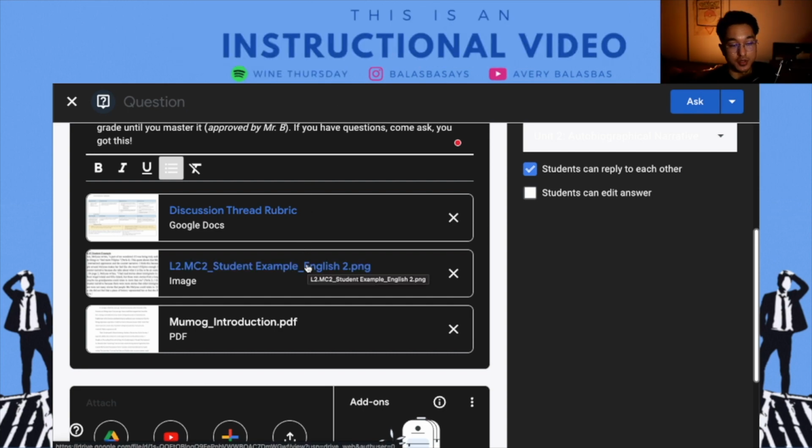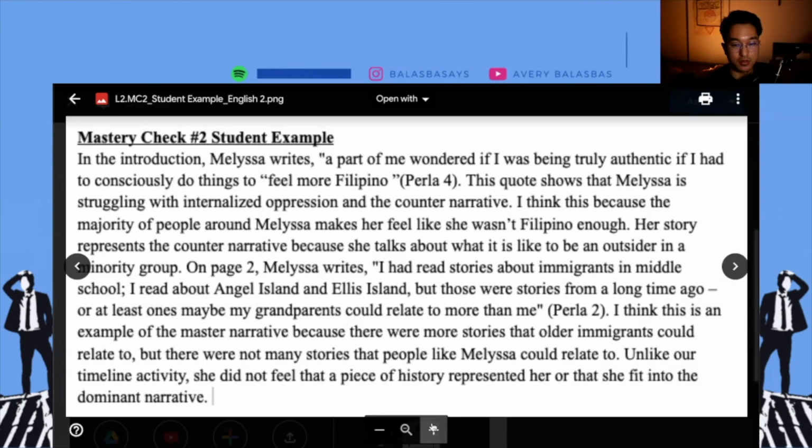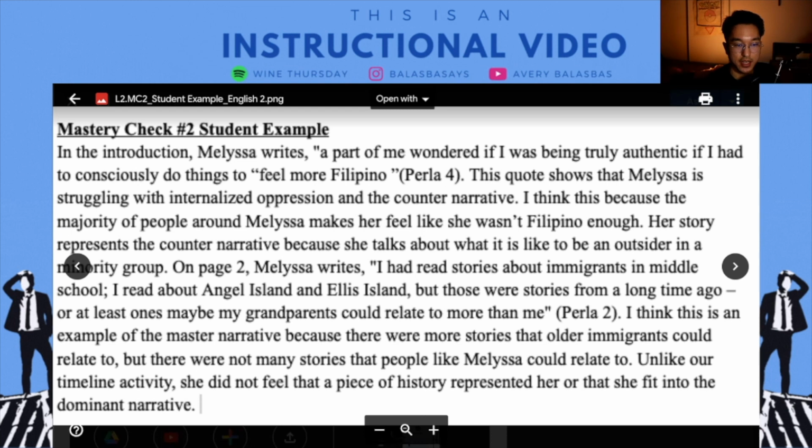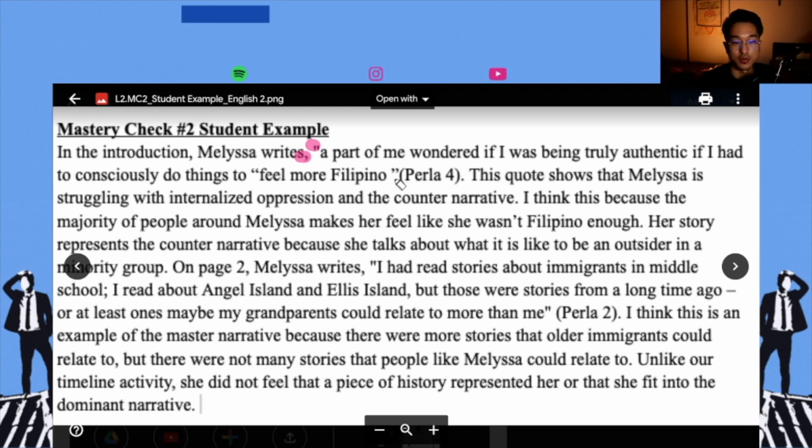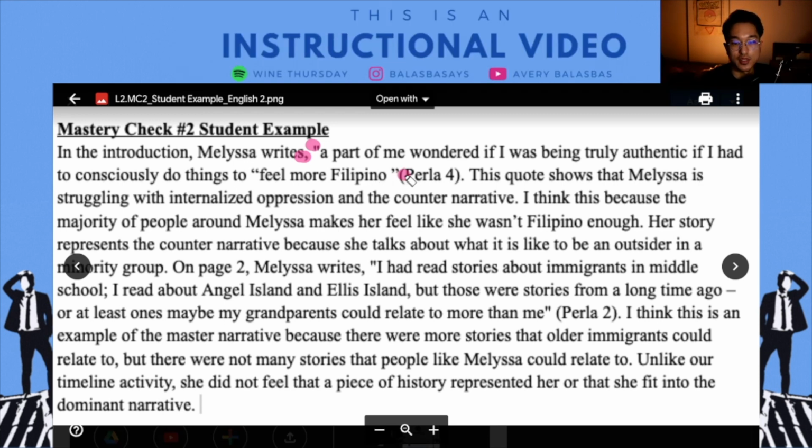And to do that, we're going to look at a student example to see what they did to make sure they got that 50 out of 50. In the introduction, Melissa writes, comma, quotation mark, a part of me wondered if I was being truly authentic, if I had to consciously do things to feel quote unquote more Filipino, end quote. And they have their parentheses, the author's last name, the page number, and that punctuation period at the end. Make sure you have that there.